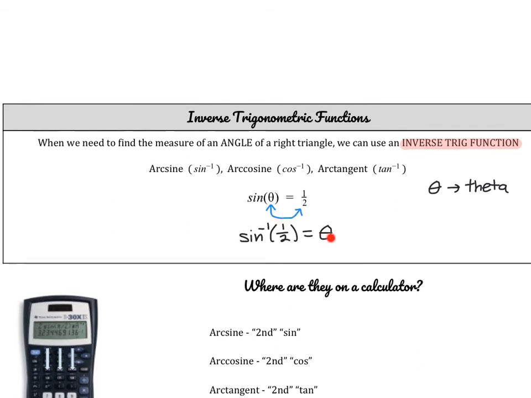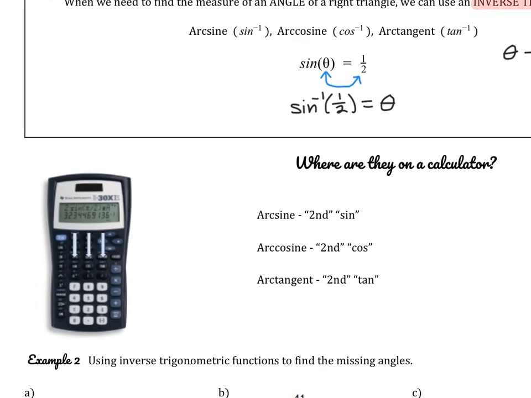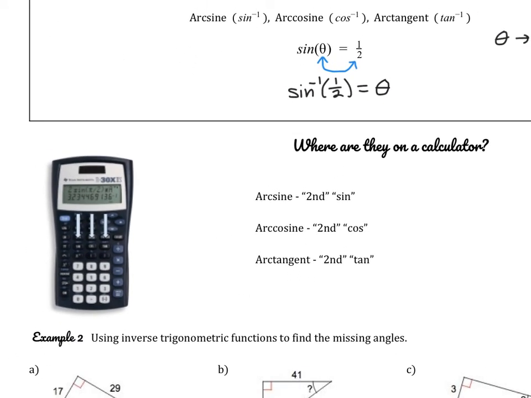So again, notice now theta is on the outside, 1/2, the value is on the inside, and now it's our inverse trig function, arcsine. Now this is a button that your calculator has. So once you've done this, all you need to do is plug it into your calculator, and your calculator will tell you what the angle is. So I do want to make sure we can find these buttons on the calculator.